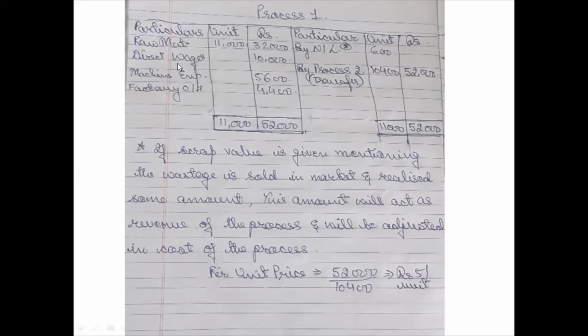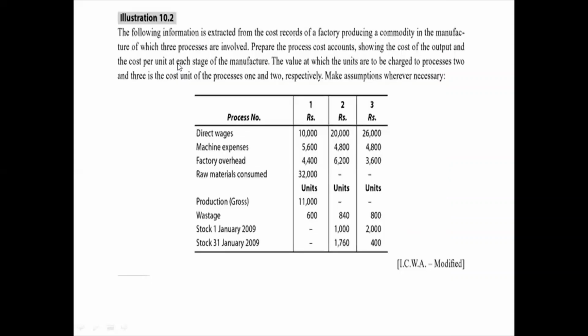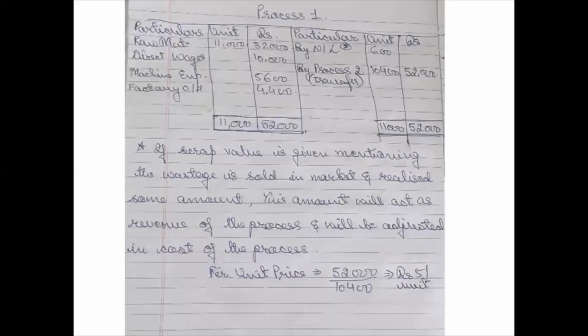The next elements we have relating to process 1 are the direct wages, machine expenses and factory overhead. These 3 elements we are going to add on the debit side, not in the unit column. Please remember that in the unit column, we will only be introducing the amount of raw material in the process. So we have direct wages, amount is 10,000. Then machine expenses, 5,600, and factory overhead is 4,400.